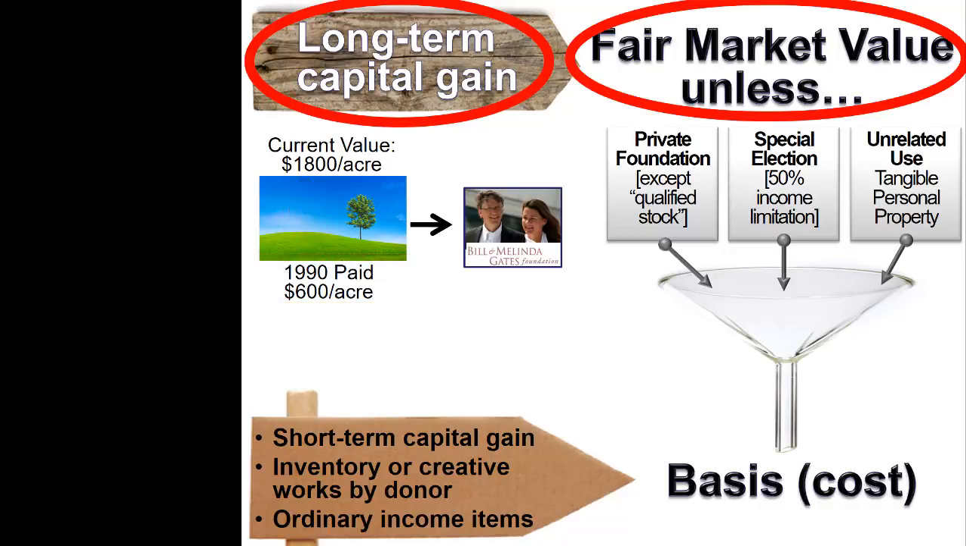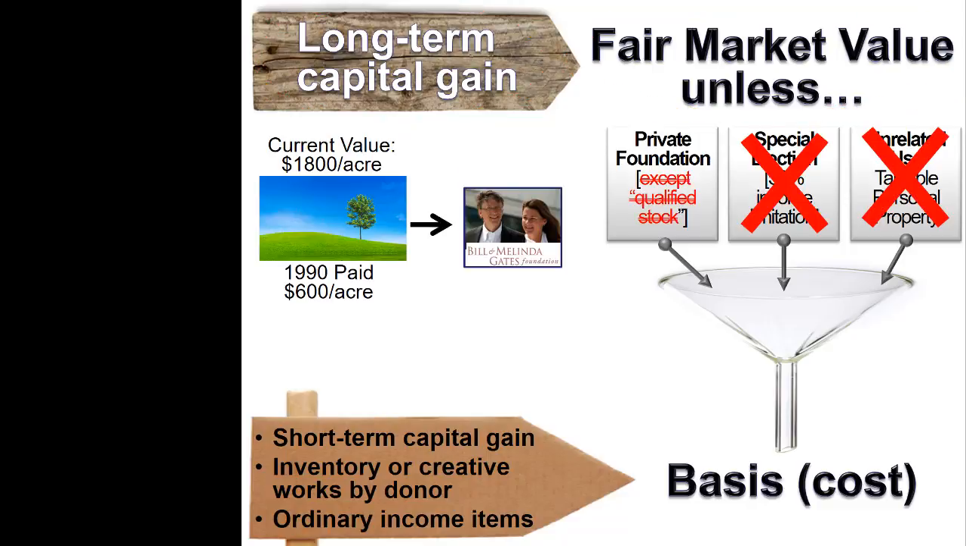Because this is long-term capital gain property, the donor can normally deduct its fair market value unless one of the exceptions applies. The donor has not made a special election to have his gift's valuation lowered, so that exception does not apply. Similarly, this is not tangible personal property. It is real property. Therefore, the tangible personal property exception does not apply either. However, the donor has made this gift to a private foundation.